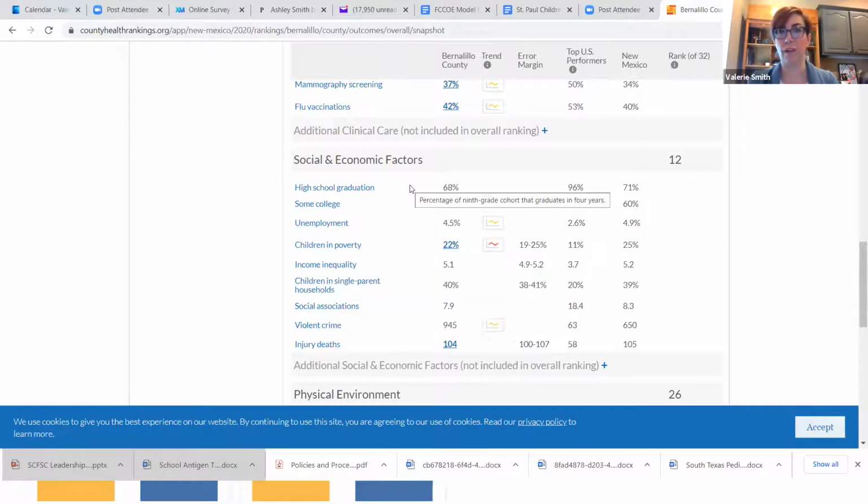In addition, when it gives you these things, it gives you a percentage, but it also tells you where you fall along the top United States performers, and then where you are statewide. For each of the larger categories, this is where you rank. So there's 32 counties in New Mexico, so that's where Bernalillo County would fall.